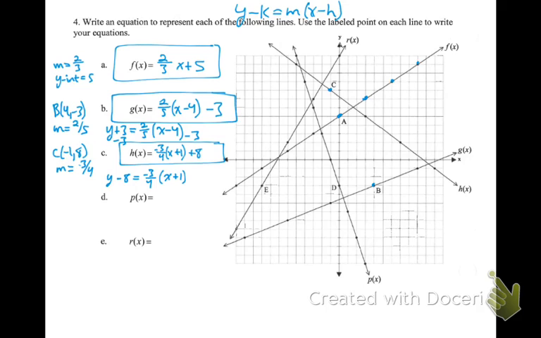Now let's look at function p of x. P of x looks like it goes through point D, which is on the y-axis. That's a nice one. So that means that we have a y-intercept of -3, and the slope looks like it's negative because it's going down to the right, down 3 over 1, so -3 over 1. So the equation for p of x is -3 over 1x, which you can write -3x minus 3. There's your equation for function p.